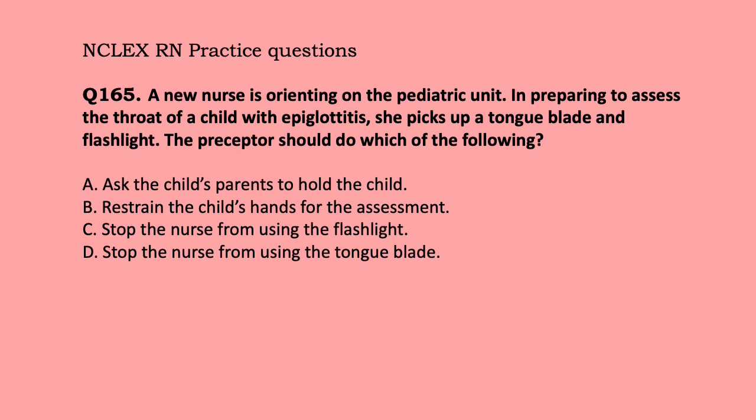NCLEX RN Practice Questions. Question 138. A new nurse is orienting on the pediatric unit. In preparing to assess the throat of a child with epiglottitis, she picks up a tongue blade and flashlight. The preceptor should do which of the following? A. Ask the child's parents to hold the child. B. Restrain the child's hands for the assessment. C. Stop the nurse from using the flashlight. D. Stop the nurse from using the tongue blade.